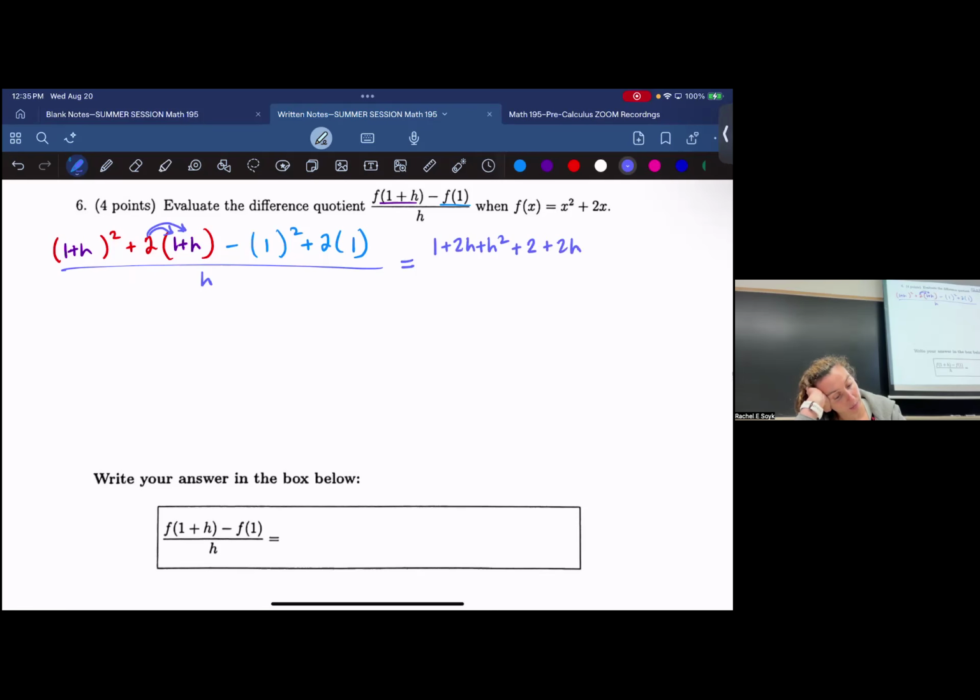Then we have to be careful here. When you're subtracting f of 1, you're subtracting the entirety of f of 1. So I put in those red parentheses to really show that you're distributing that negative to both terms. So you get minus 1 and then minus 2 all over h. And so a lot of canceling out occurs. We have a plus 1 here, a minus 1 here. We have a plus 2 here, a minus 2 here.